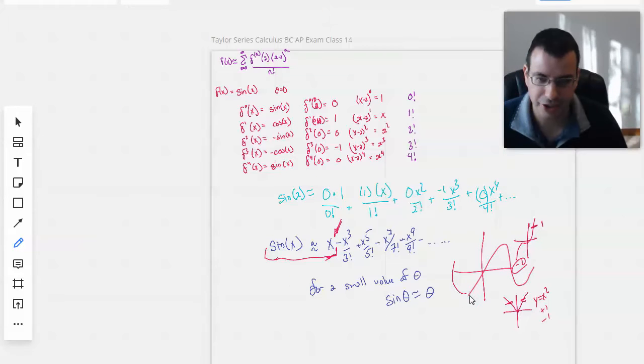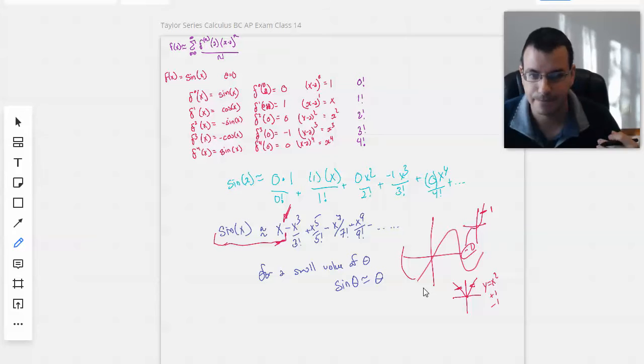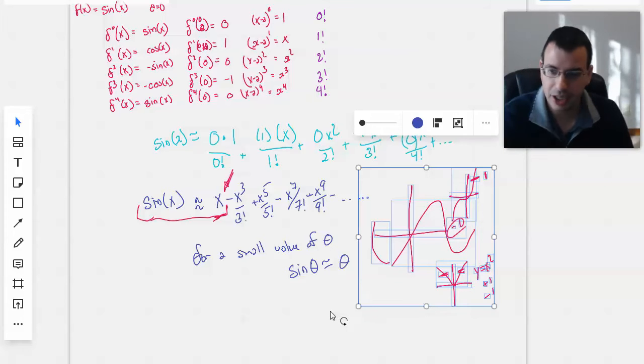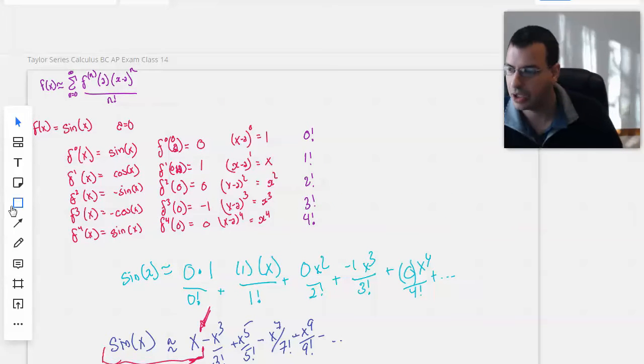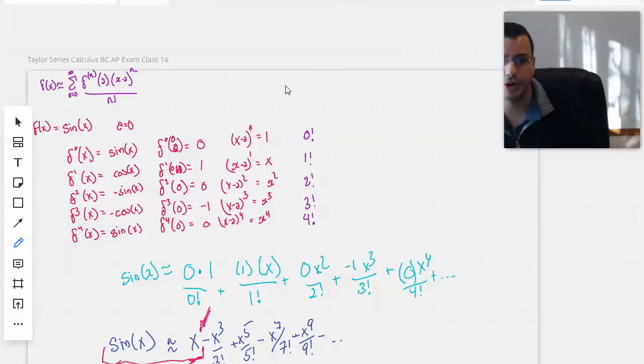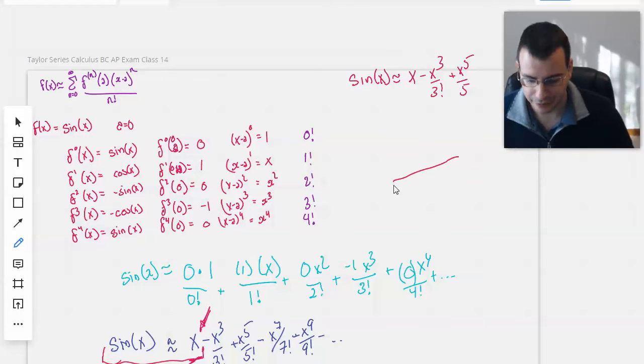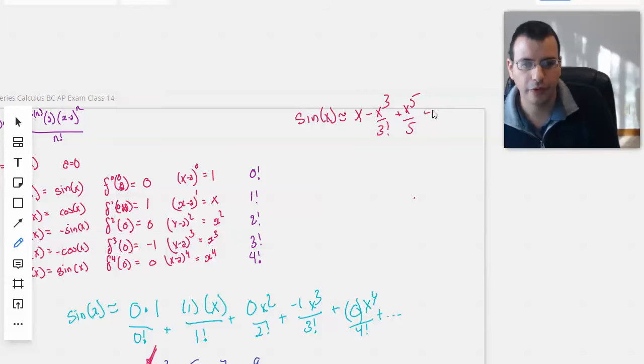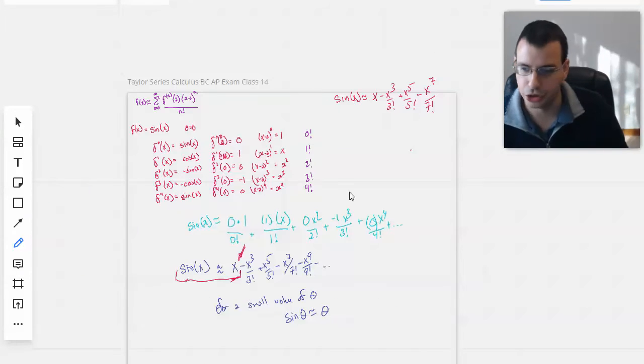Now, your thought process is, oh, should I just memorize these? Yes. There is a handful of Taylor approximations that you should memorize. One of them is sine of x. I'm going to write this up here real quick. Sine of x is approximately x, minus x cubed over 3 factorial, plus x to the 5th over 5 factorial, and then it continues on as such. Then I'll go back to negative x to the 7th over 7 factorial, and so forth.